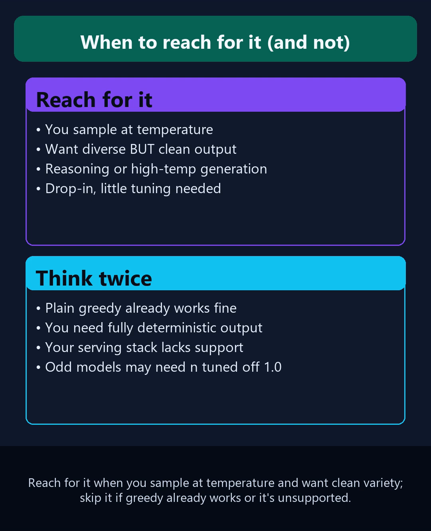So when should you reach for it? Use it when you sample at temperature and want diverse but clean output, especially for reasoning, or high-temperature generation where other methods get noisy. Think twice when plain greedy decoding already works and you need fully deterministic output, when your serving stack does not support it yet, or on unusual models where you may need to tune n away from 1.